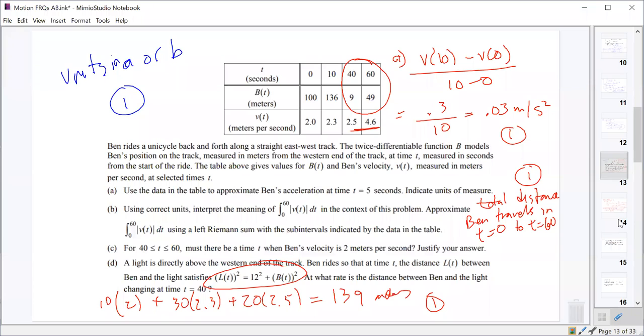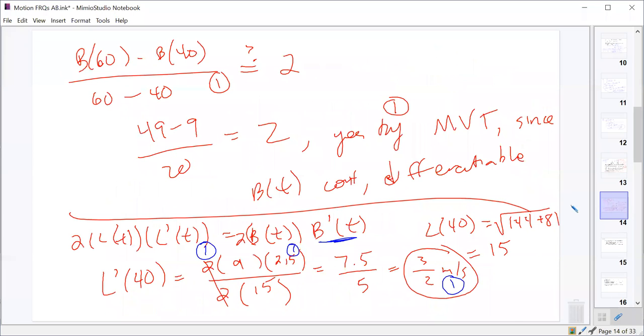How many points was the last one worth? It was worth 3. Okay. 1 for the expression, 1 for getting the right value for B prime, and 1 for the final answer.